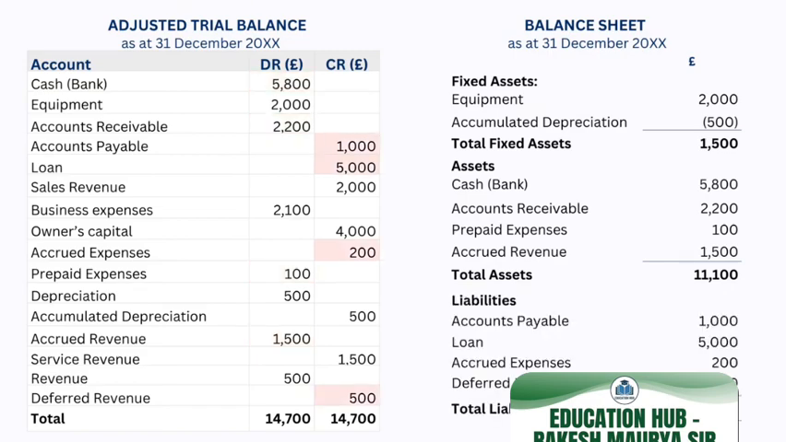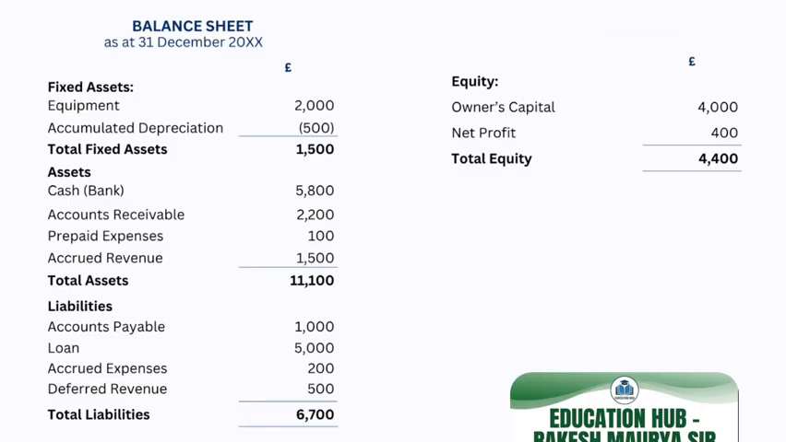Next, we list liabilities. Liabilities are amounts the business owes. These include accounts payable, loan, accrued expenses, and deferred revenue. Total liabilities equal £6,700. Finally, we calculate equity. We start with owner's capital, then we add net profit of £400. So total equity becomes £4,400.